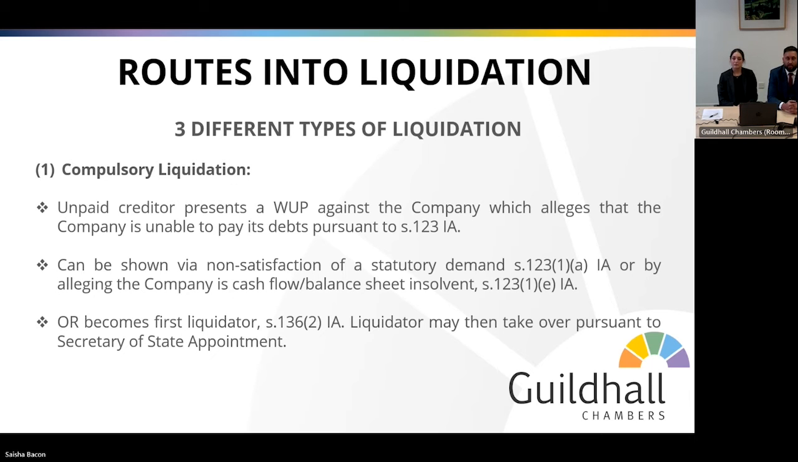So there are three broadly different types of liquidation, and one of the more common types is compulsory liquidation. And this is simply where an unpaid creditor presents a winding up petition against the company, which alleges that the company is unable to pay its debts. Now that can be shown in three ways. So you can show it by way of a statutory demand that hasn't been satisfied. That tends to be the most common one. Or you can allege that the company is unable to pay its debts pursuant to the cash flow insolvency test. Or you can, and do so in tandem, allege that the company is balance sheet insolvent.